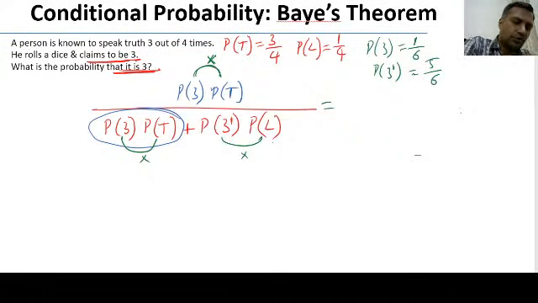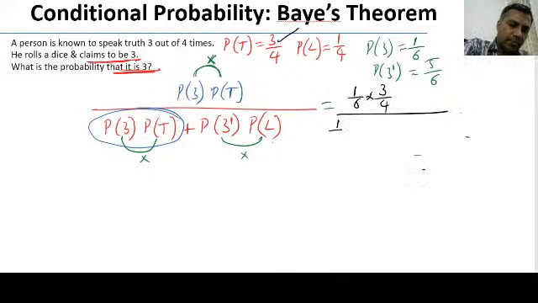Put on your answer, therefore. Probability of getting a 3, 1 by 6. Probability of telling the truth, 3 by 4. That's your numerator. What about your denominator? Same thing, 1 by 6 into 3 by 4. That is the first bracket here.